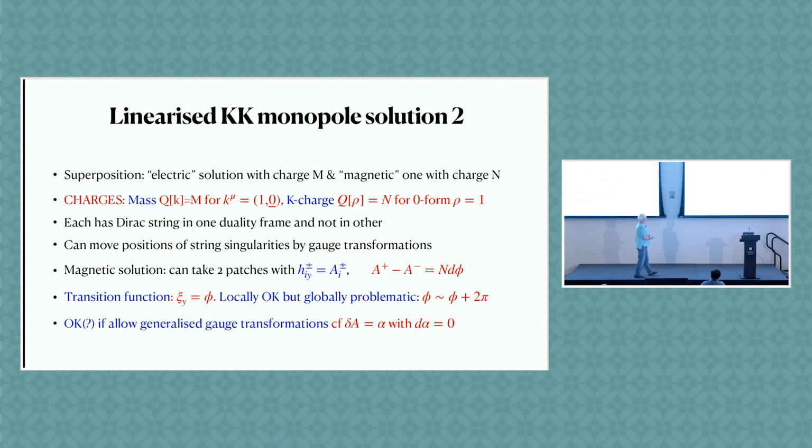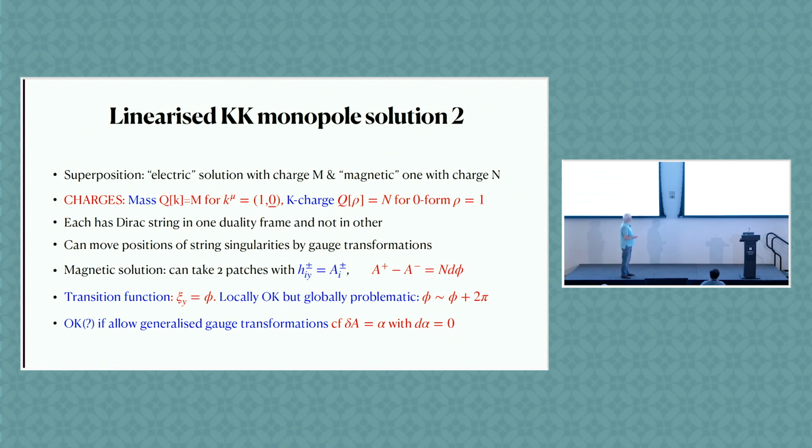For the magnetic forms of the solutions, one can choose 2 patches in the usual way with a transition function given in this way. So here we have a transition function involving psi, y, which is an angle. This is okay locally, but globally problematic because phi has to be periodic.